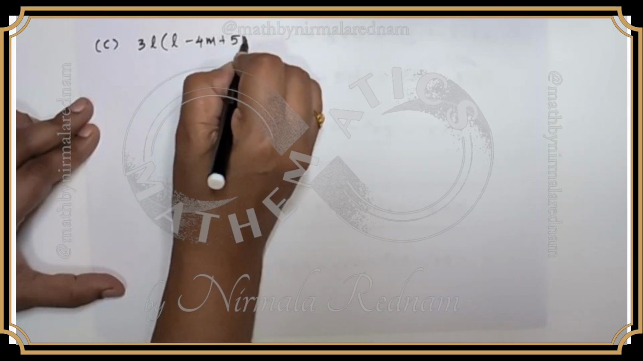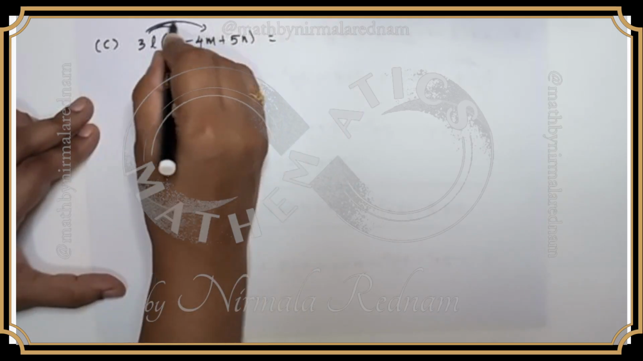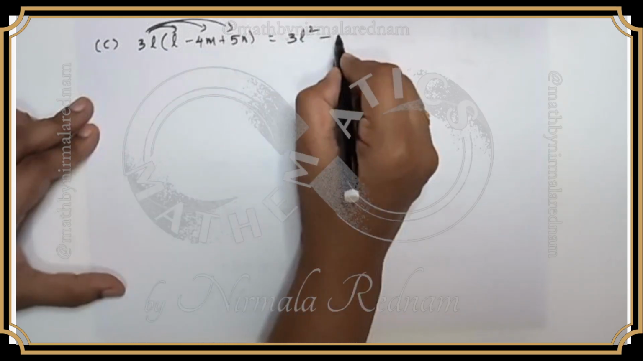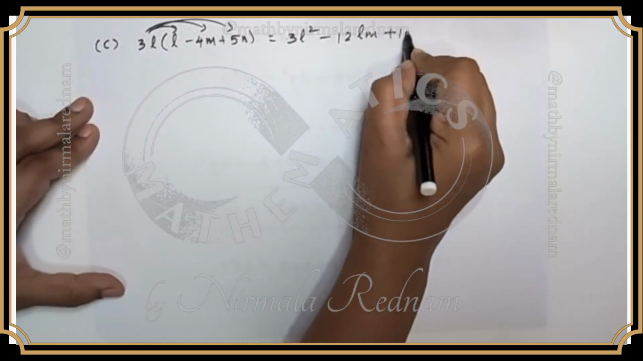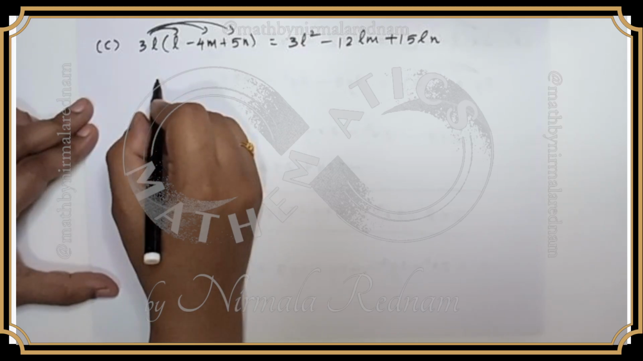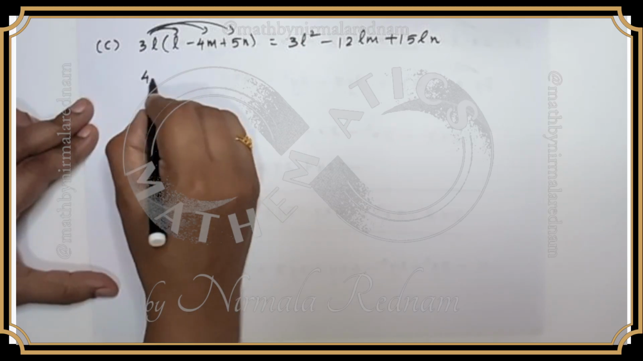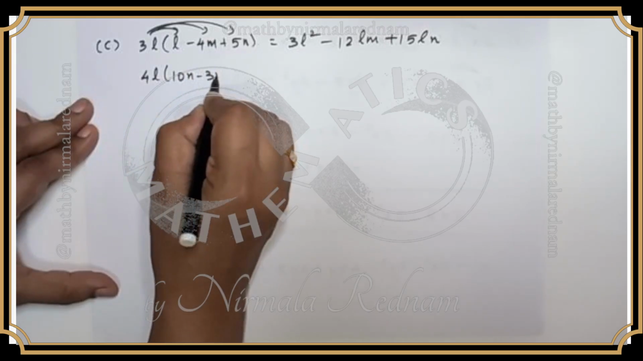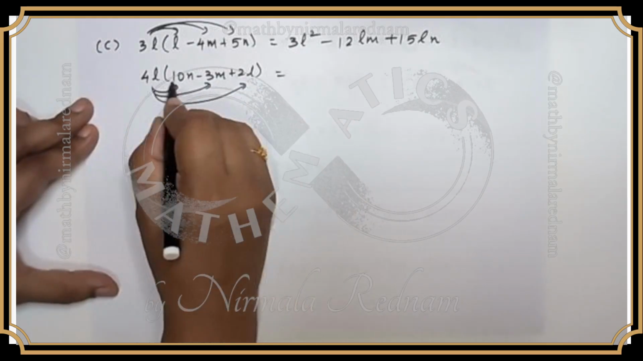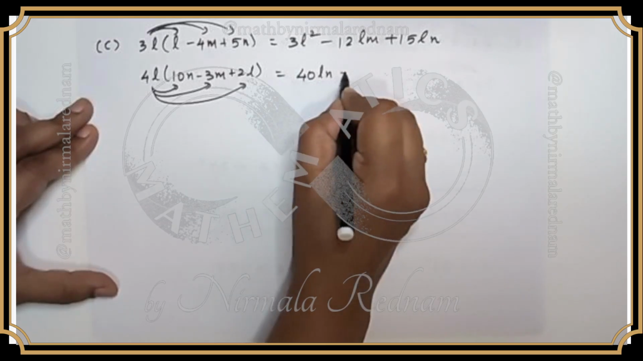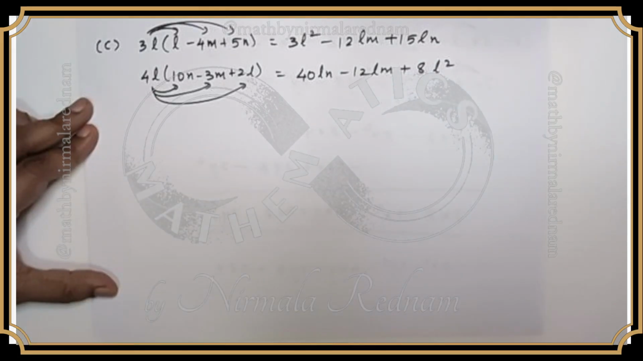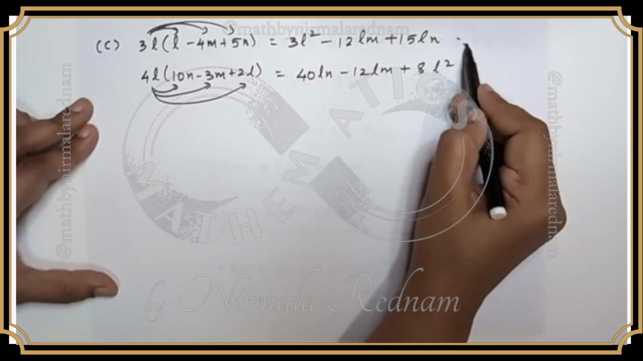So, this is the first expression given to us. If I open the bracket, I have to multiply each term inside with this term outside. L into L is L square minus 12 L into M, LM, plus 15 LN. Right? So, this is the first expression. And the second expression is 4L times 10N minus 3M plus 2L. So, if I open the bracket, 4 into 10 is 40 ln minus 12 lm plus 8 l square. Right? Now, they're asking us to subtract this from this.